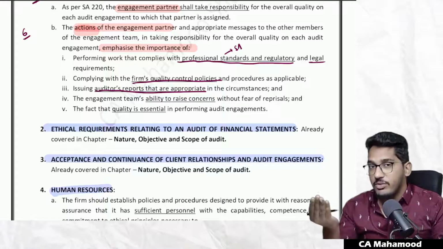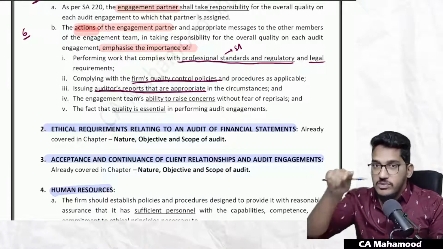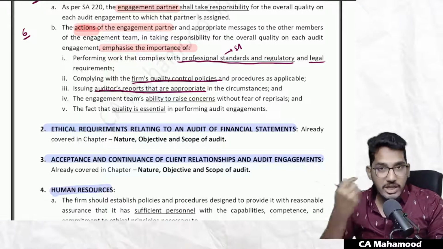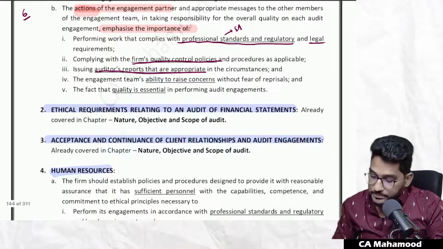No? So that's what you have to do. So if you don't do the work properly, all of us will go and sit in the jail. So these kind of things you have to do. So nothing but communicating how important it is to give an appropriate audit report.